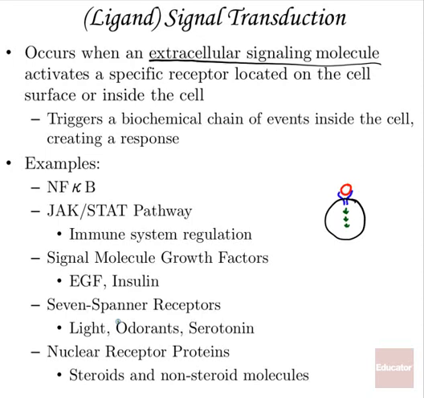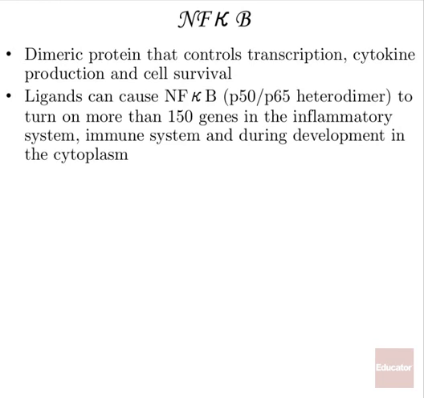And then we have nuclear receptor proteins that are important for the signaling of our steroid and non-steroid molecules. This is an important one that you'll learn more about in biochemistry if you haven't taken that yet, or if you decide to take, let's say, a nutrition class, something like that. Okay. So first off, NF-kappa B.